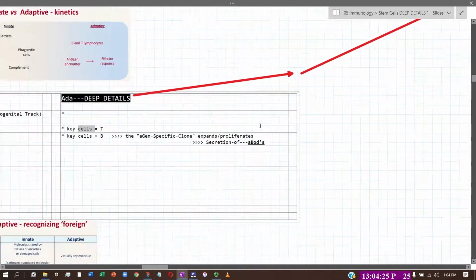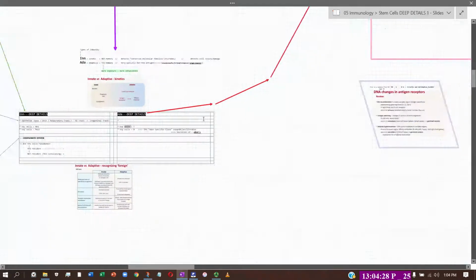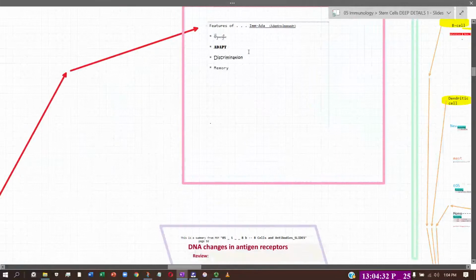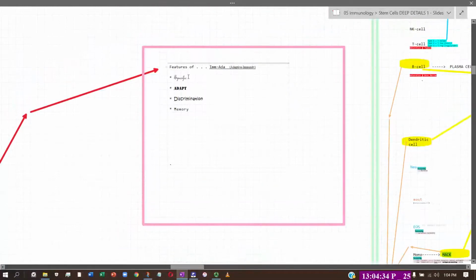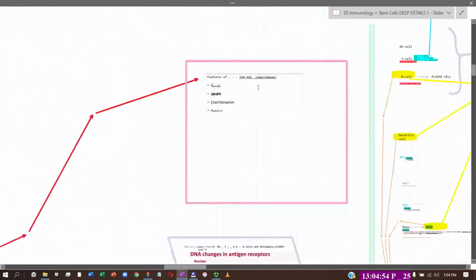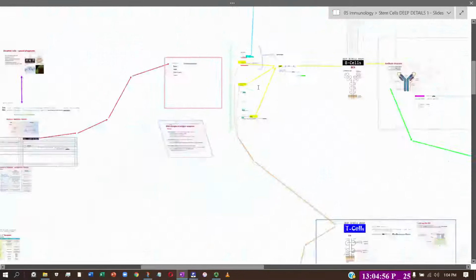Cool. So there's this red line going out, and it leads us to analyze these four main features of adaptive immunity. It is specific. It has adaptability. It discriminates, and it has memory. So where should we go from here?